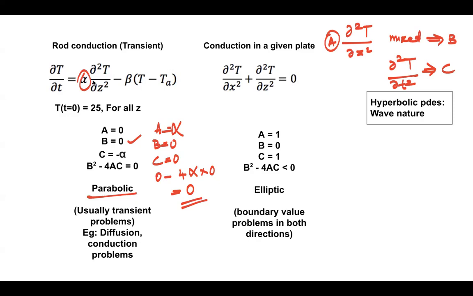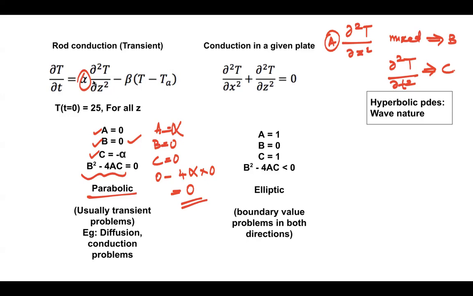Here in this PPT right now I have written A equal to 0, B equal to 0, and C equal to minus alpha. And when you multiply the entire thing, you are going to get again 0. So it is parabolic in nature. So basically in this category, we have transient problems. Basically the systems which have dou by dou t terms usually come in this category. That is diffusion problems, conduction problems, etc.